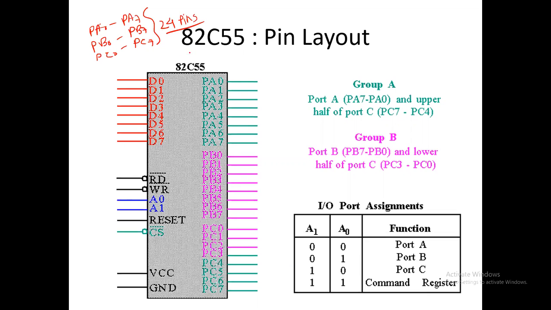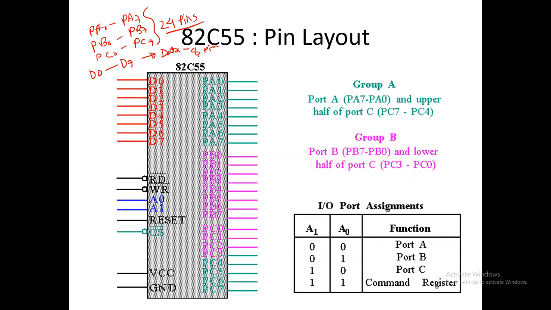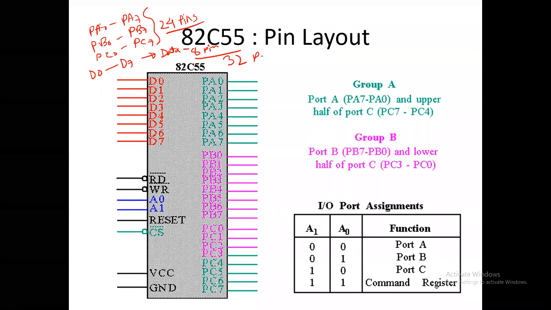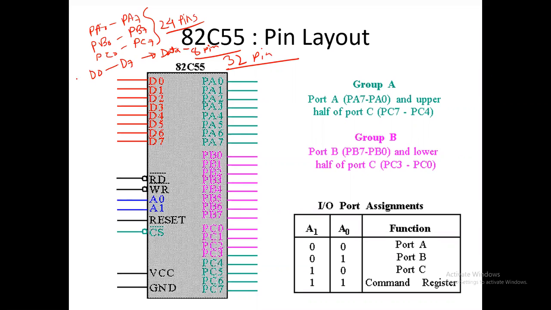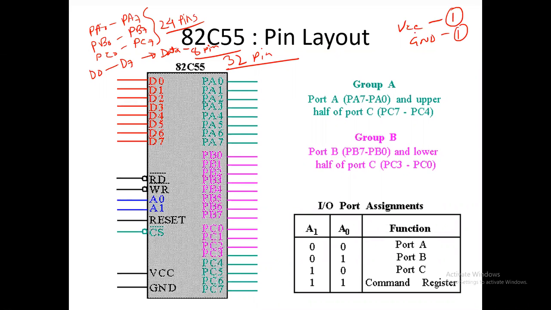Okay, and another set of pins, data pins D0 to D7. This is the data, another 8 pins. So a total of 32 pins complete. Now another pin: VCC 1, ground 1. So these are 2 pins.